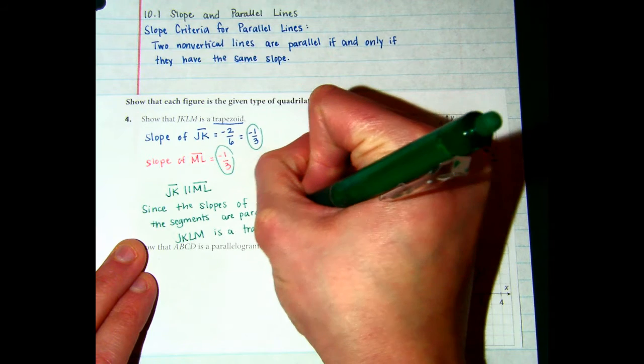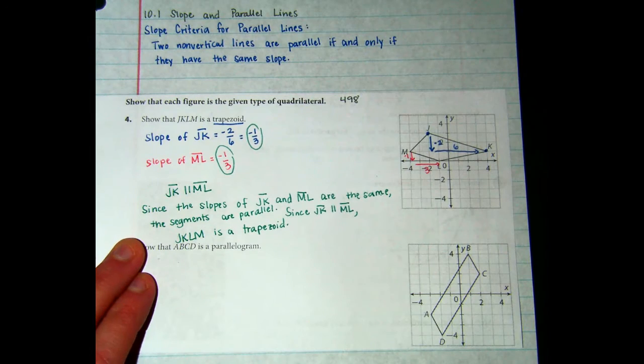These are technically proofs, even though it says show. This is something called a coordinate plane proof, which I like better because you get to use actual numbers. Alright, next we're going to go and talk about how ABCD is a parallelogram.